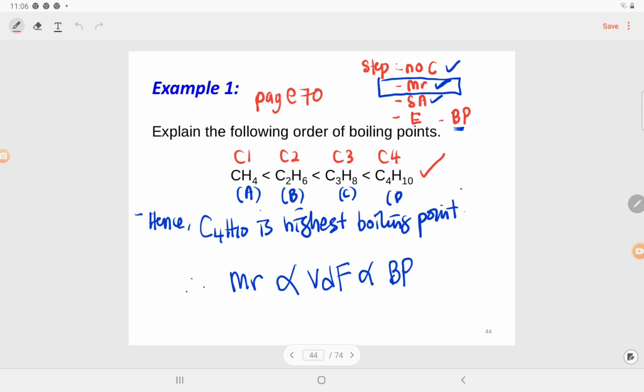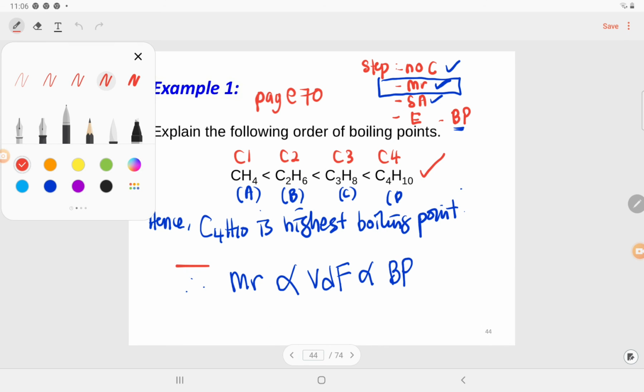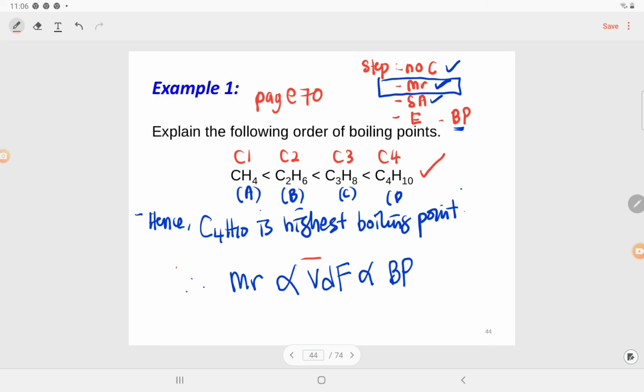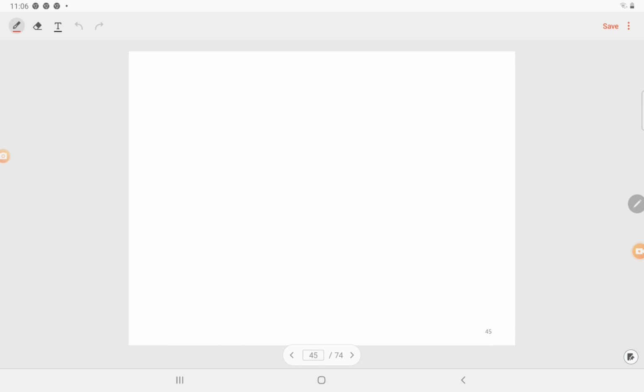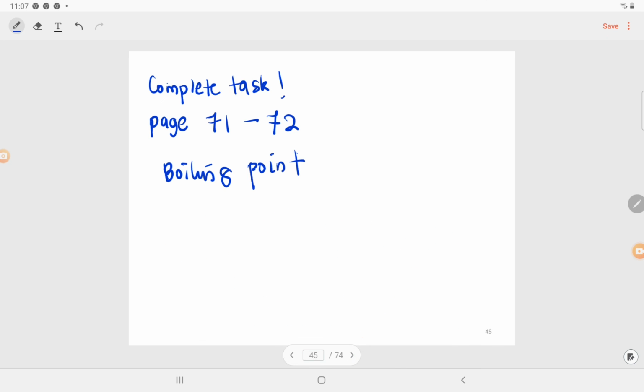So, according to the previous example, remember, inside your explanation, you must state that these forces exist. If no forces exist inside your writing, it means your writing is incorrect. So, as your task for boiling point, you must complete the task, examples and also the exercise questions from page 71 until 72. All of them are about the concept of boiling point.